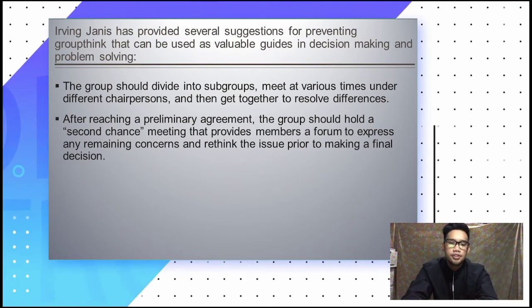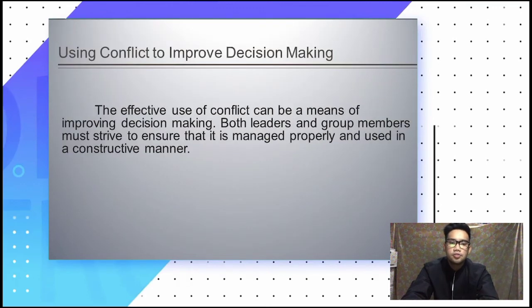Last, after reaching a preliminary agreement, the group should hold a second chance meeting that provides members a forum to express any remaining concerns and rethink the issue prior to making a final decision. The effective use of conflict can be a means of improving decision making. Both leaders and group members must strive to ensure that it is managed properly and used in a constructive manner.